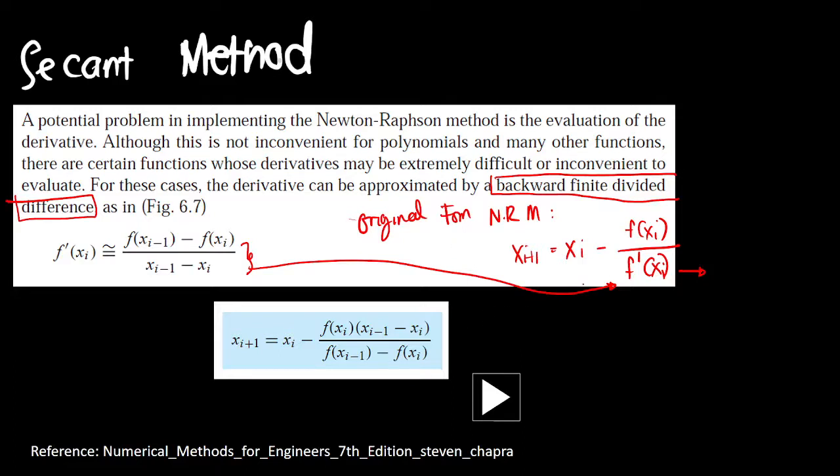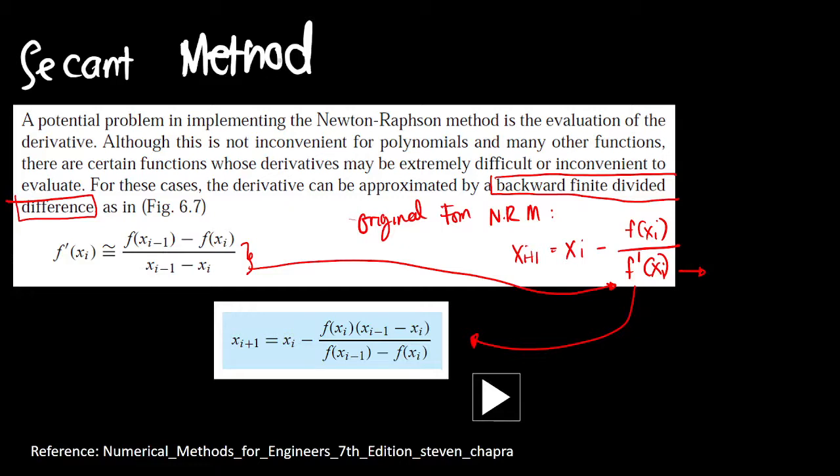Then you are modifying the formula, then you get a new formula in finding the roots. So this one, the new root would be the present root minus the f of x sub i times the difference of x sub i minus 1 minus x sub i, all over f of x sub i minus 1 minus f of x sub i. So okay, we no longer have a derivative function, so that's okay.